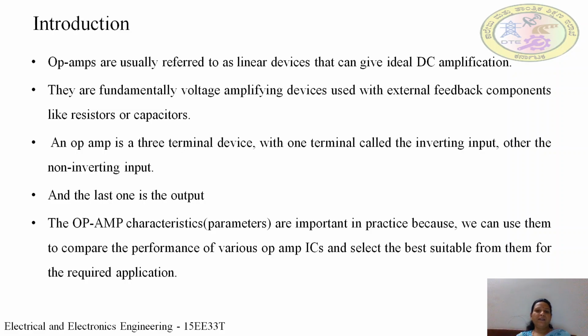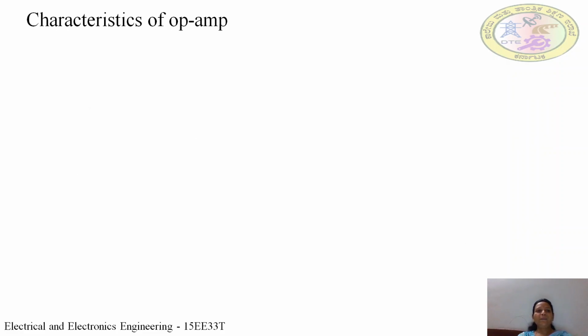Op-amp characteristics are very, very important because they decide performance, and the best IC or best op-amp can be selected for any application. So a knowledge of the op-amp characteristics, ideal as well as actual parameters, is very, very important to know. So let me start with the characteristics of op-amp.